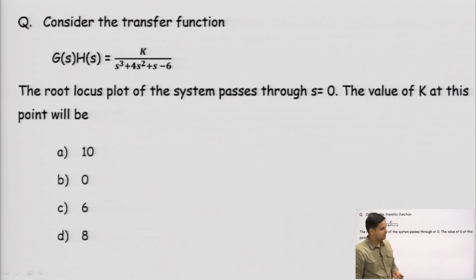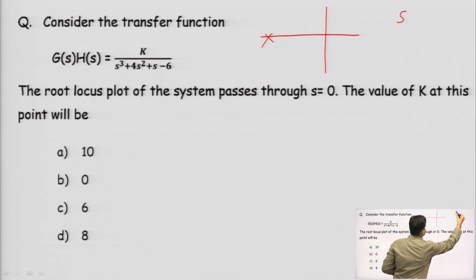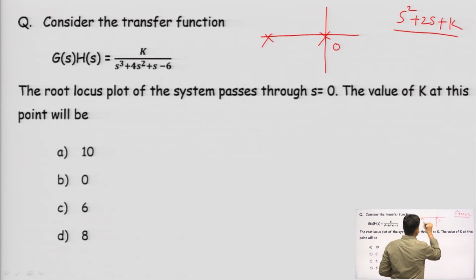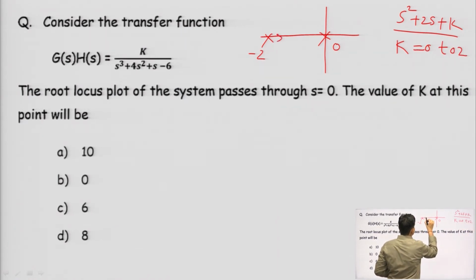So, here you can see if I am having a root locus like this, suppose the concept of that term s square plus 2s plus k, if you remember from the previous lecture, this was the quadratic equation. I was varying the value of k from 0 to infinity. So, I was varying the value of k from 0 to 2. So, what is happening? My pole keeps shifting.